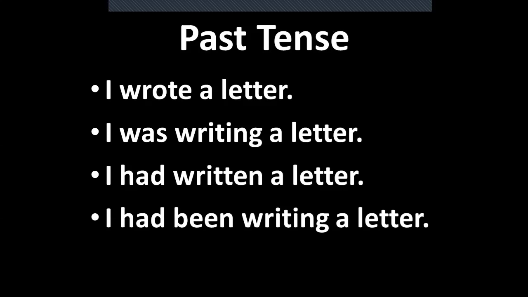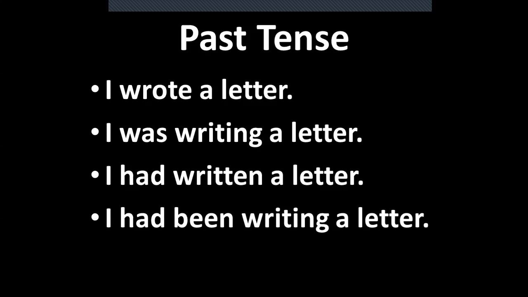Now past continuous tense: I was writing a letter. If the subject is plural, in the place of I, you write: they were writing a letter. We were writing a letter. You were writing a letter. With the remaining persons like he, she, it, it remains was: he was writing a letter, she was writing a letter, it was writing a letter. Okay, past perfect: I have written a letter. I have been writing a letter.